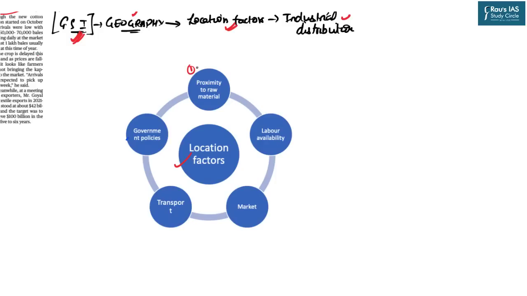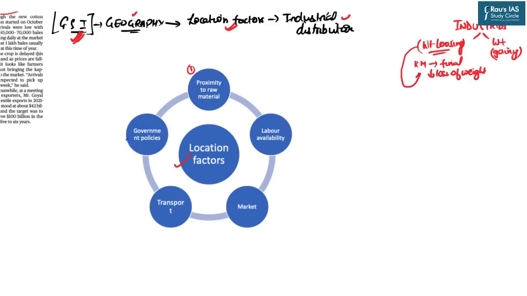Before discussing the locational factors, we should first understand that industries are basically categorized into two sections based on the nature of the raw material: weight losing industries and weight gaining industries. Weight losing industries are those whereby the raw material substantially reduces its weight when it gets converted into the final product. That is why, in order to reduce the transportation cost, weight losing industries are situated in close proximity to the raw material. For example, iron industries.